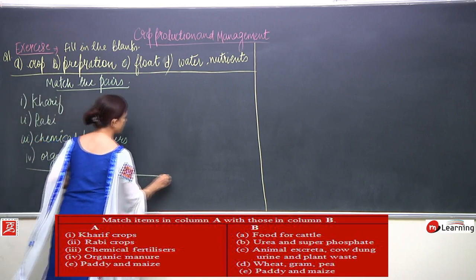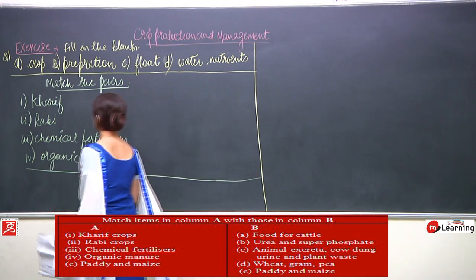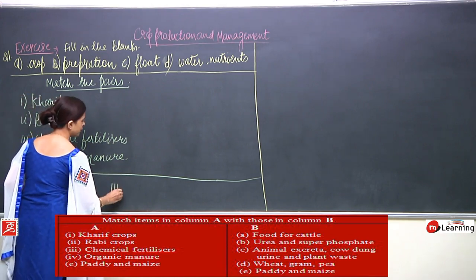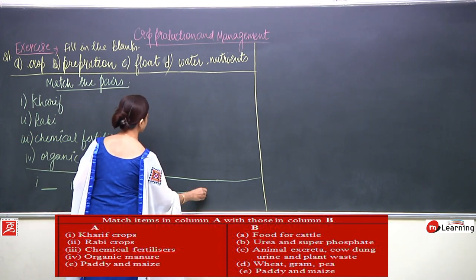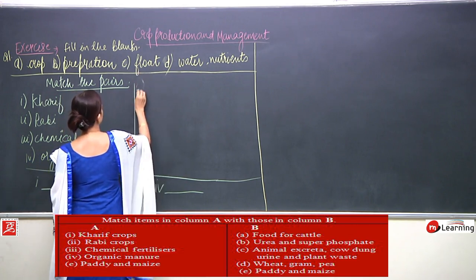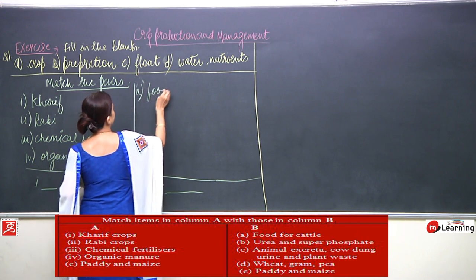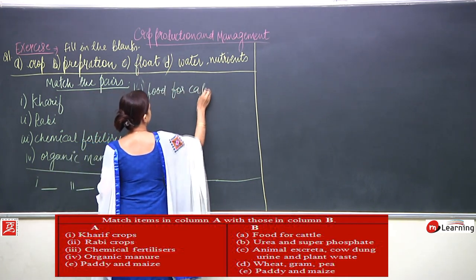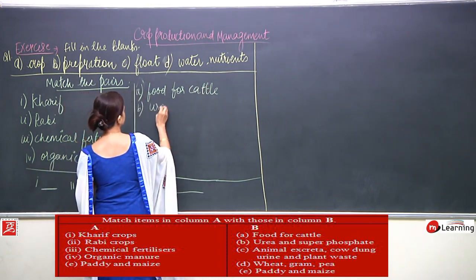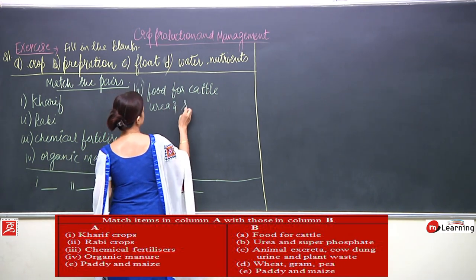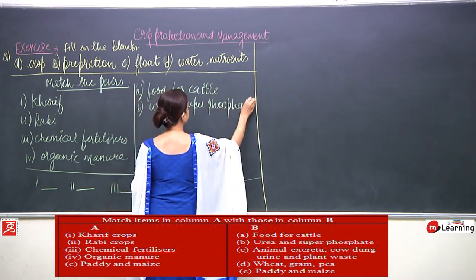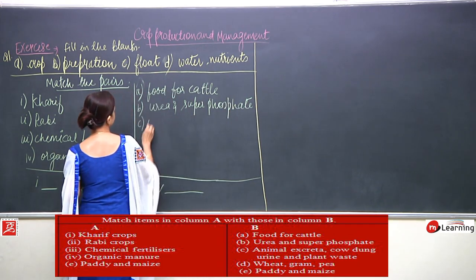Okay, here we are going to write answers: first word, second word, third word and fourth word. And before that, I have to write here also: A is food for cattle. B is urea and superphosphate. C is animal excreta.